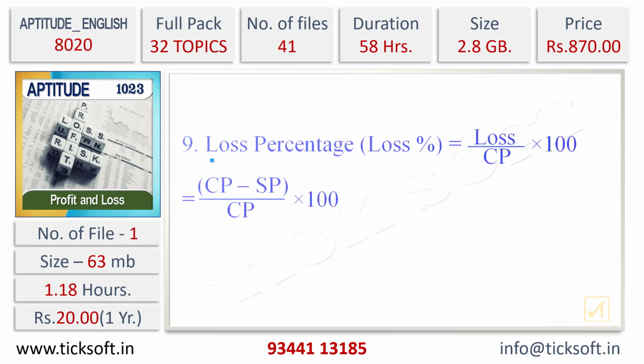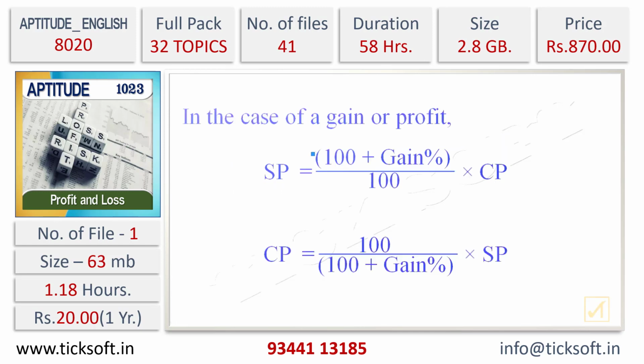Now we are going to see the formula for finding loss percentage. The loss percentage will be equal to loss by CP into 100. Here the formula for finding loss is CP minus SP, so instead of loss, we substitute CP minus SP. So (CP minus SP) divided by CP into 100 is the formula for finding loss percentage.